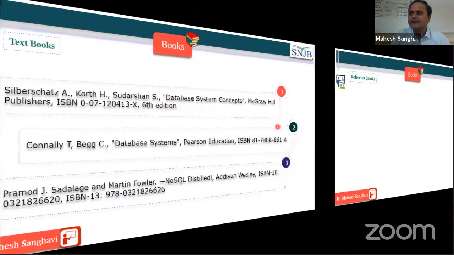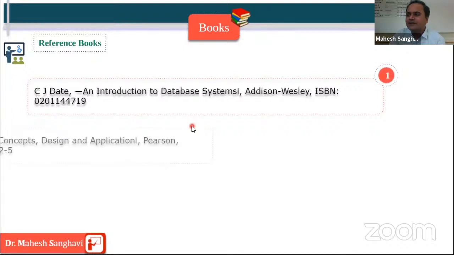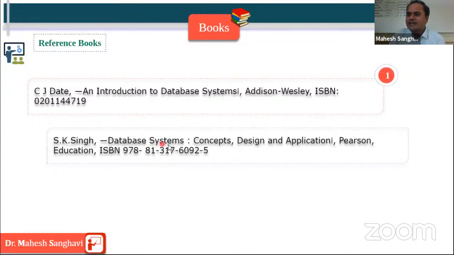Now, certain reference books which are there. That is C. J. Date, again a wonderful author, who has written a wonderful book, Introduction to Database Systems. Then the second book is by S. K. Singh, who is dealing with database systems and concepts, where design and application play a great role. This is from Pearson Education.